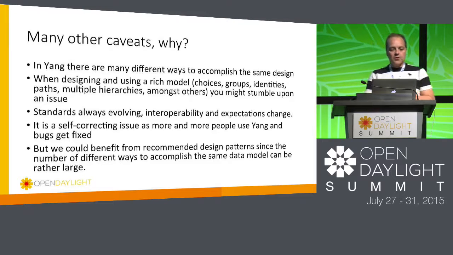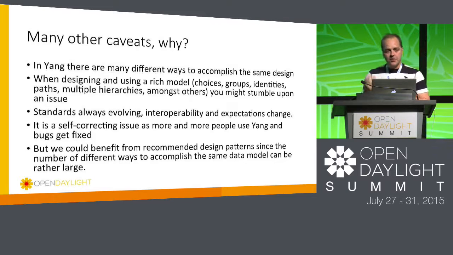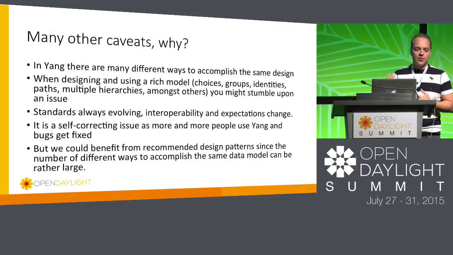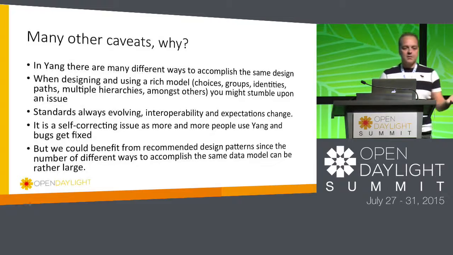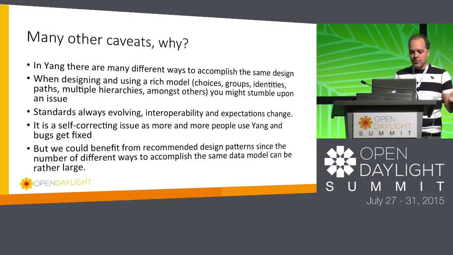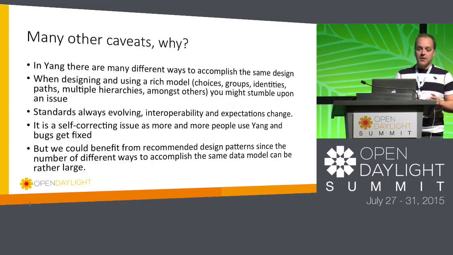So when you're designing a very rich model in service function chaining, you might stumble upon an issue or something that needs to be fixed. But this is a self-correcting issue, right? Today, in the beginning, at least, maybe 2 years ago or so, I would stumble on many more of these caveats and little things that I needed to make a note of. But today it is very good, right?